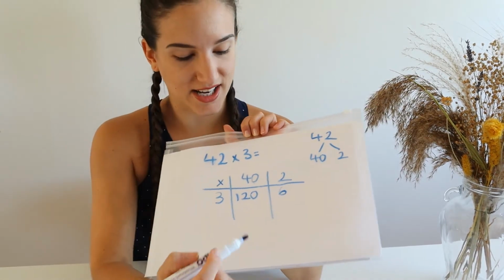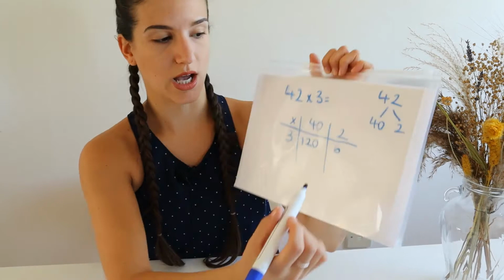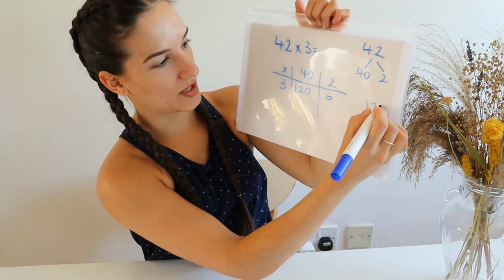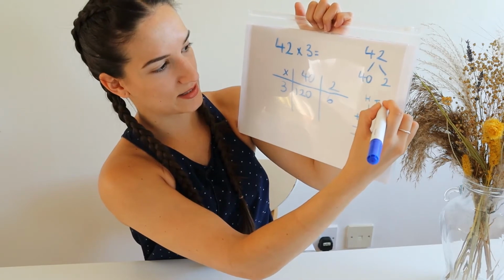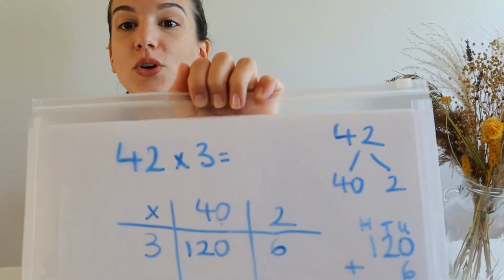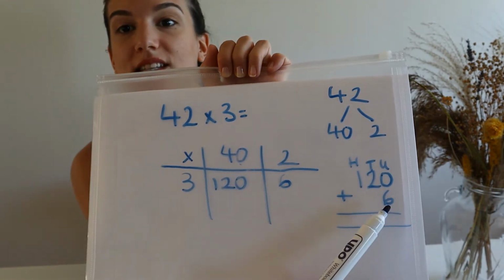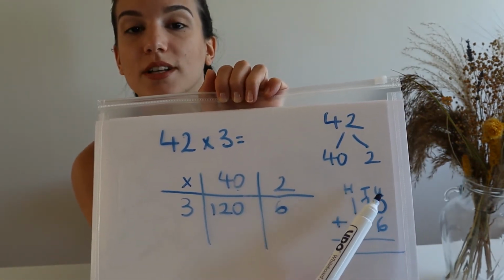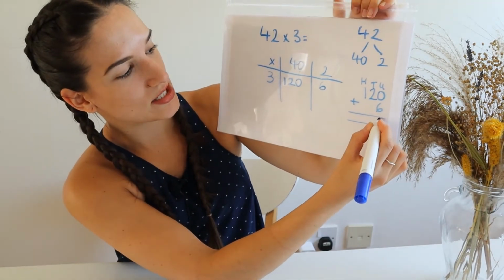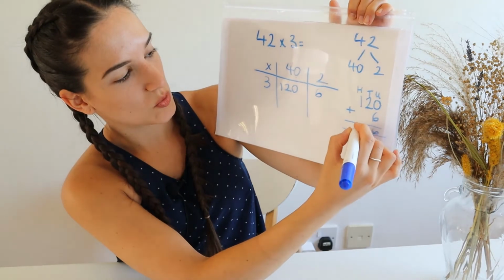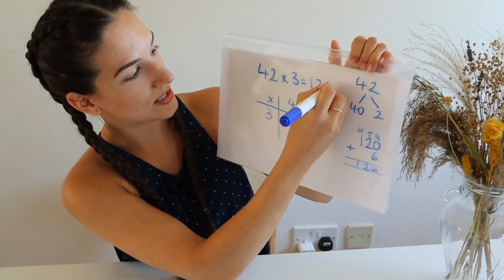Okay? So what answers did I get? I got 120 and I got 6. So what I'm going to do with my answers now, I'm going to add them. So 120, 6. So I have my hundreds, tens, units. Make sure that your numbers are in the right column. 6 is just a unit, so it has to go in the units column. Okay, and then add. So I have here, I have 6, 2, 1. And that's my answer, 126.